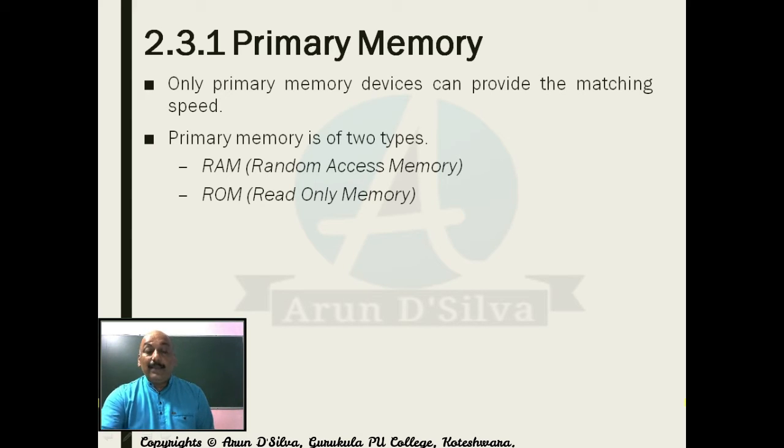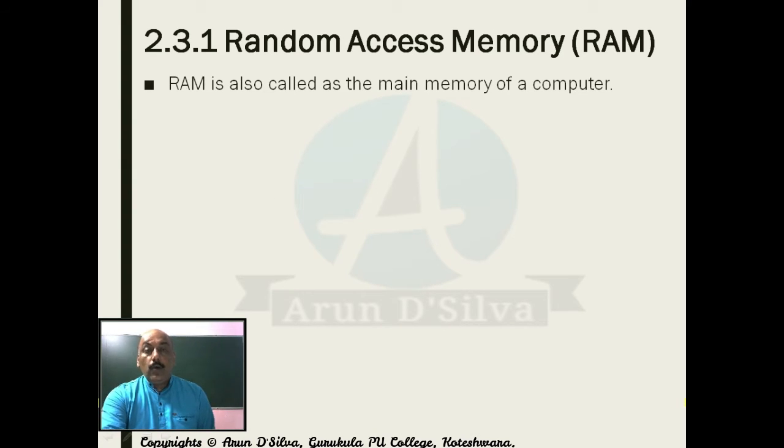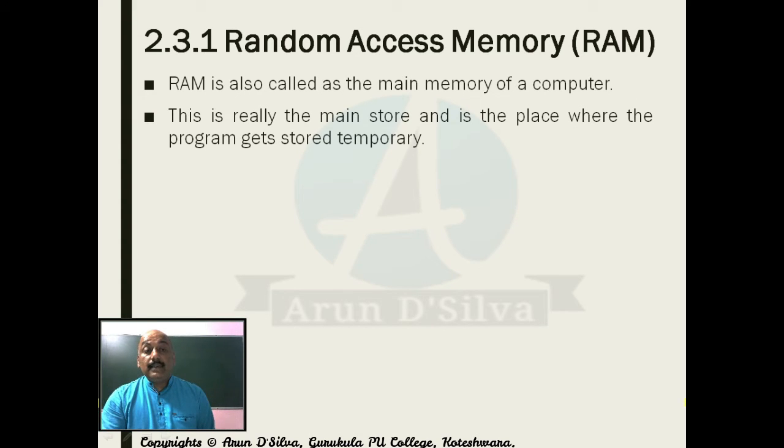Still I'll make it clear by taking RAM, that is random access memory. Random access memory is called the main memory of the computer. In the primary memory, the RAM is the main memory rather than ROM. This is really the main store and is the place where programs get stored temporarily.